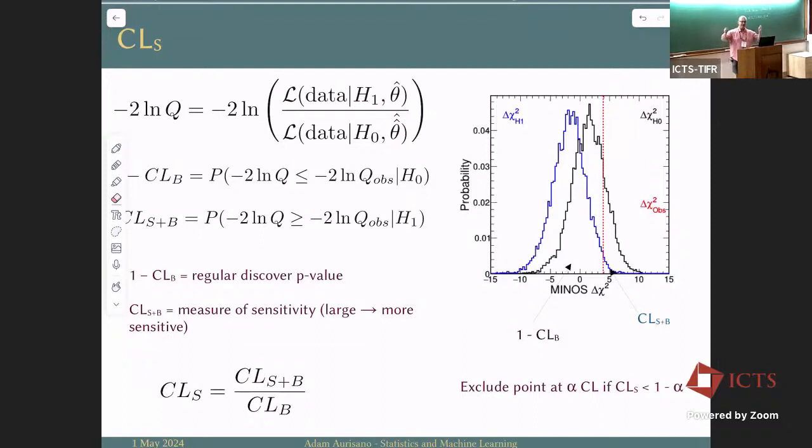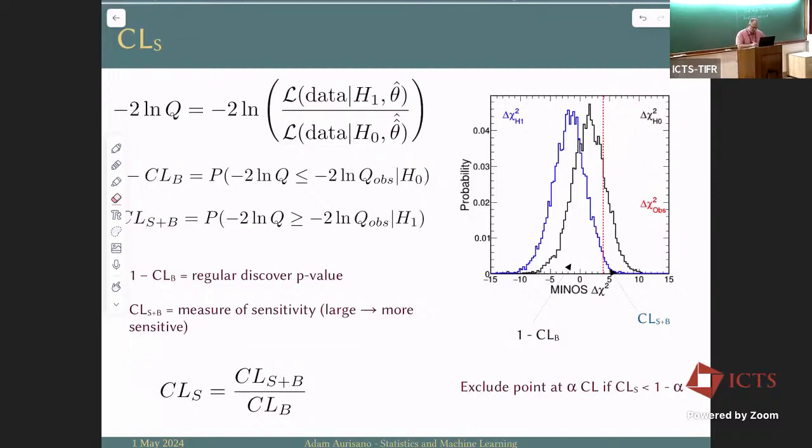And so you construct from that two different probability distributions: the probability distribution of this metric under the case where H0 is really true, and the distribution where H1 is really true. And these are these two different distributions here. The black here is your null hypothesis probability distribution, and the blue is your alternative hypothesis distribution.